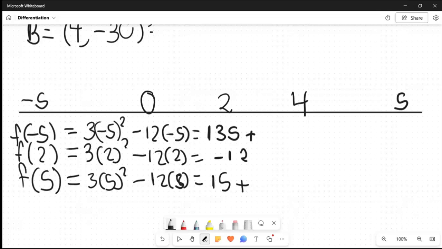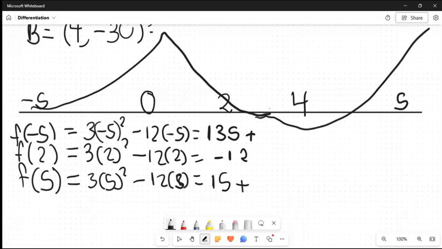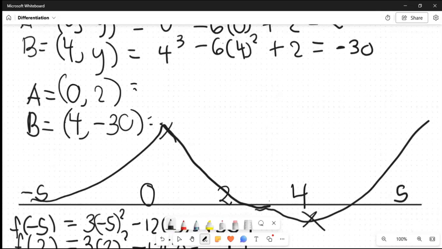So from negative 5, we go up, down, up again. So 0 is the maximum value and 4 is the minimum value. So A is maximum and B is minimum.